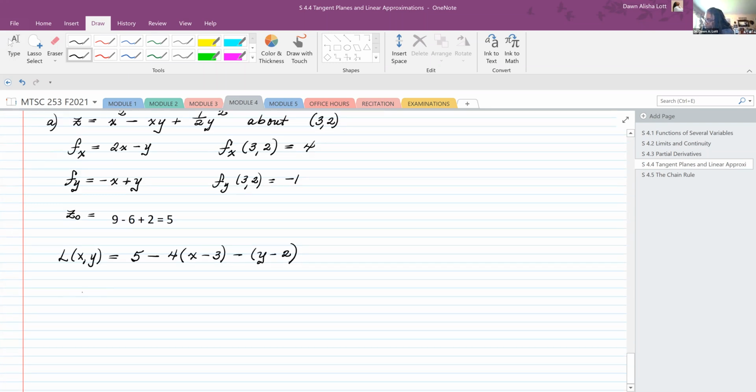So our linearized function is equal to 5 minus 4x plus 12 minus y plus 2. So L of xy is -4x minus y plus 19.